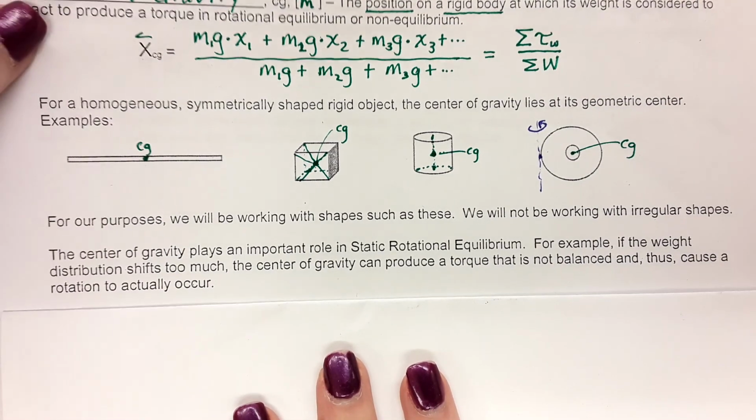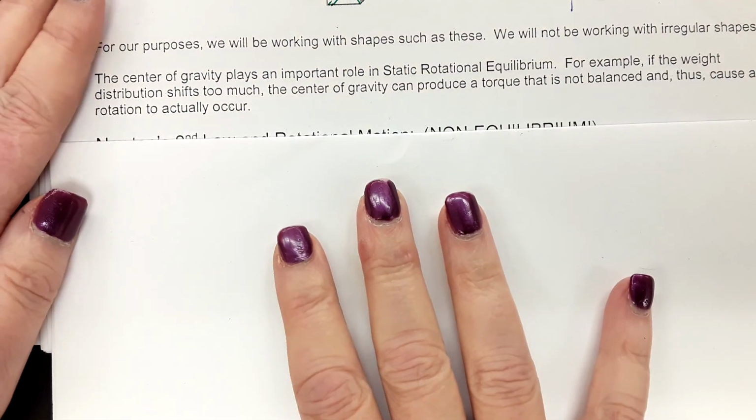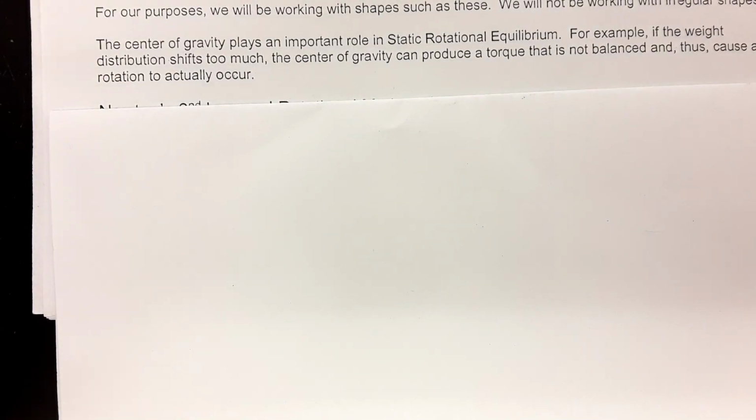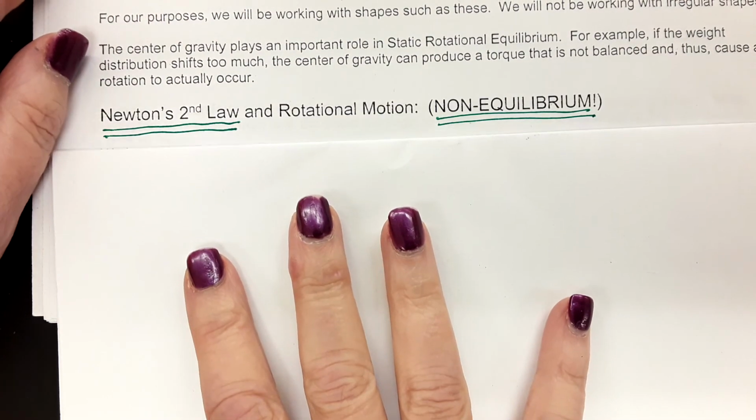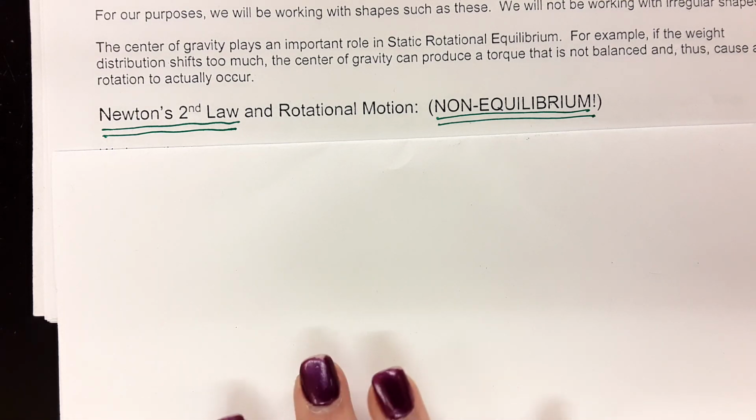Now, let's take a look at how we can use the center of gravity in both static rotational equilibrium and, more importantly, what we're looking at today, Newton's second law in rotational motion. In other words, we're going to be looking at non-equilibrium situations. The object is speeding up or slowing down. Knowing where to locate the axis of rotation, the center of gravity of different shaped objects is going to be important here.